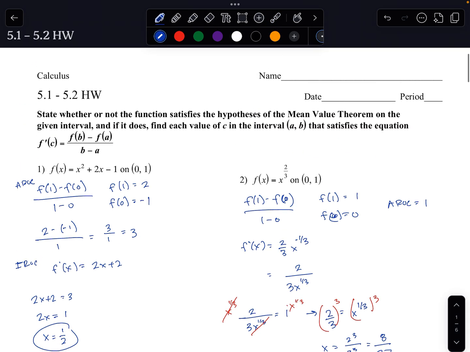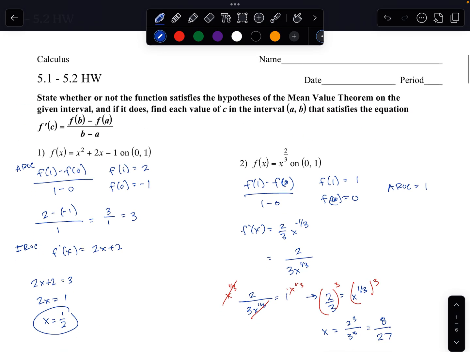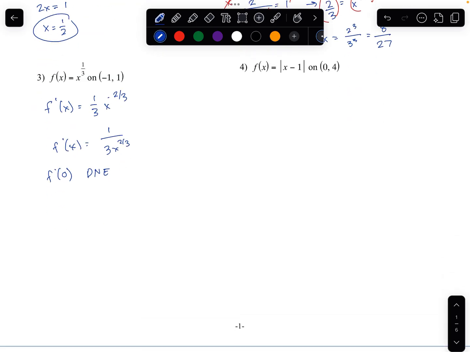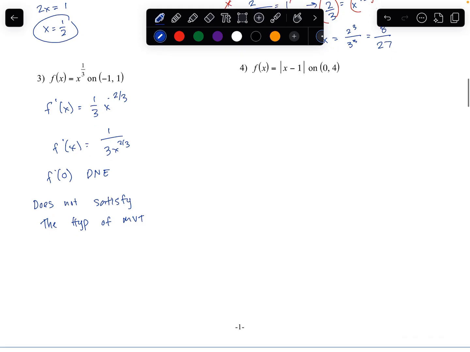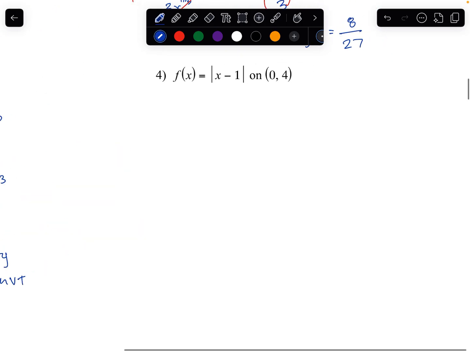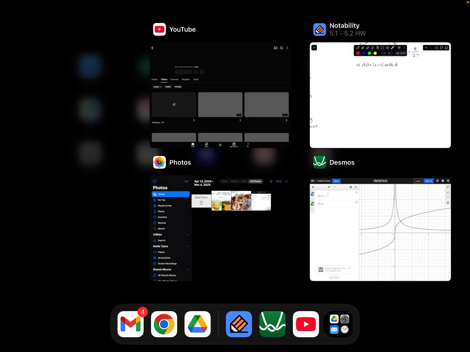So state whether or not the function satisfies the mean value theorem. Does not satisfy the hypothesis. I'm just going to say hyp for short, of mean value theorem, MVT being also short for mean value theorem. All right, for 4, we have the absolute value of x minus 1 on the interval from 0 to 4. I'll also show this here.